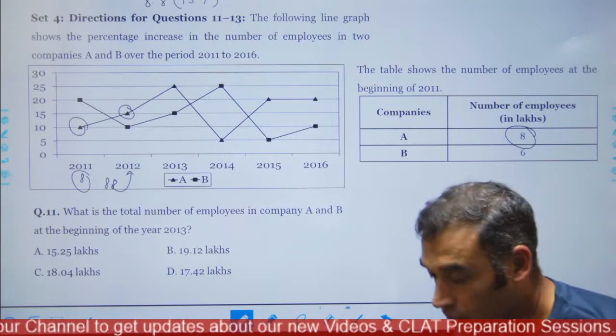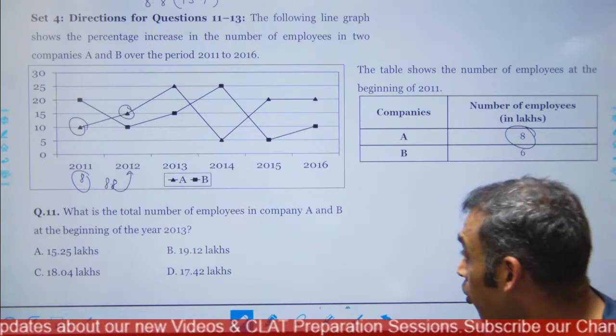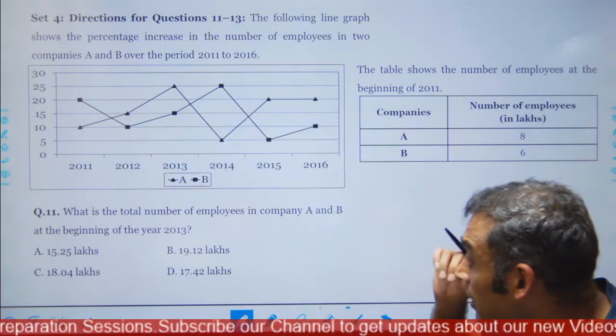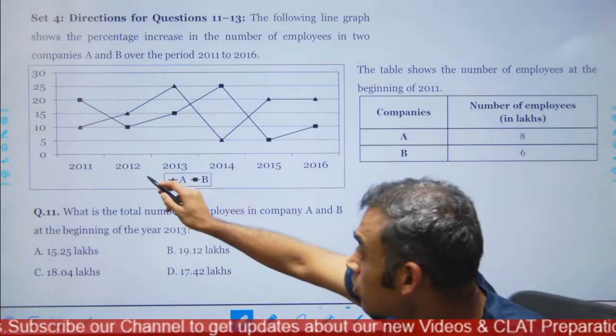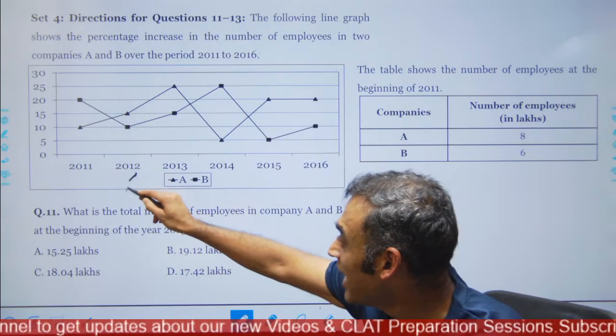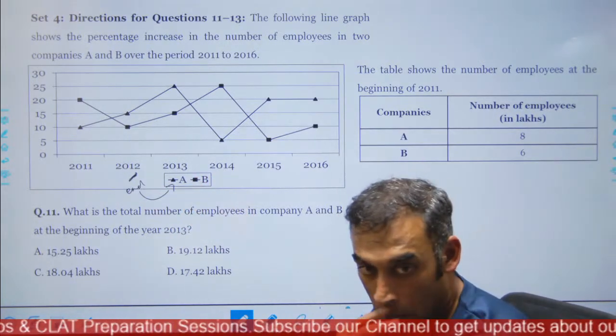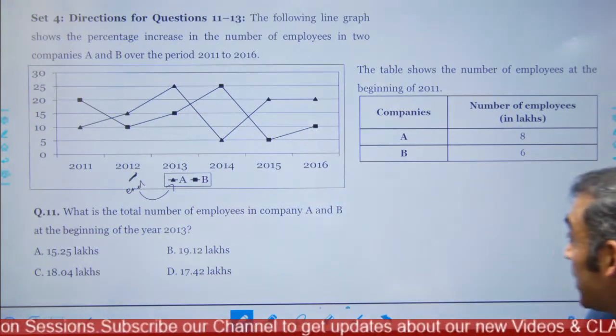What is the total number of employees in company A and B at the beginning of 2013? At the beginning of 2013. So I have to find out how much is 2012 ending. This end will become the beginning of this, right? So let's look at A here.